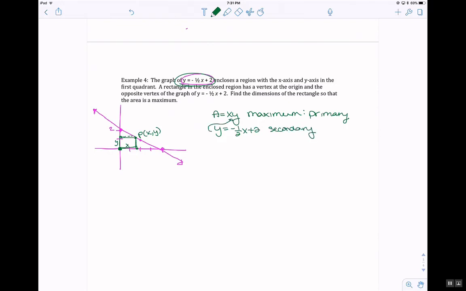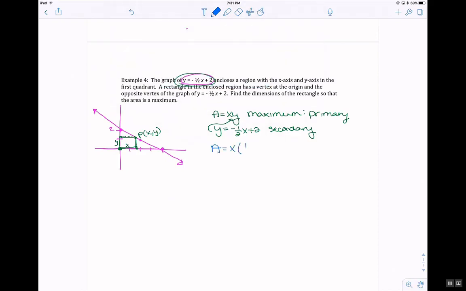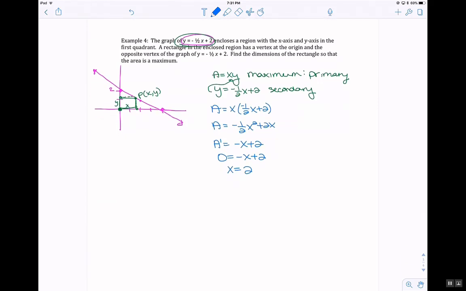So this is my secondary equation. And I'm going to take my secondary equation and plug it in for one of the variables. So I get area is equal to x times negative 1/2 x plus 2. And I'm going to distribute. So negative 1/2 x squared plus 2x. And then because I'm maximizing area, I need to take the derivative. So A prime is equal to negative x plus 2. And I'm going to set this equal to 0. So x is equal to 2.